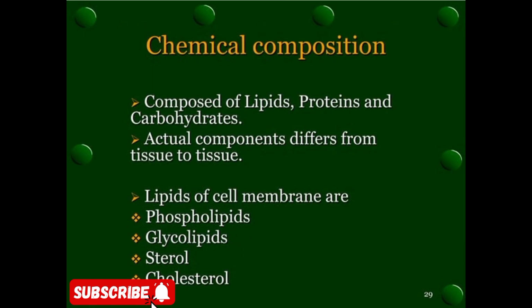Chemically, the plasma membrane is composed of lipid, protein, and carbohydrate. The actual components differ from tissue to tissue. That cell membrane or plasma membrane, their components differ from tissue to tissue. Lipids of the cell membrane are phospholipid, glycolipid, sterol, and cholesterol.